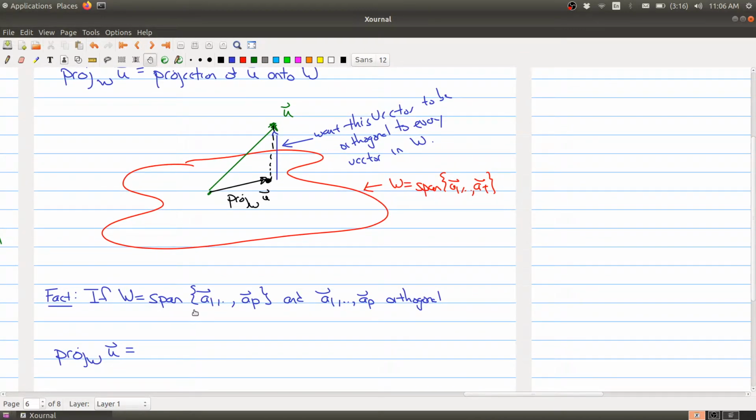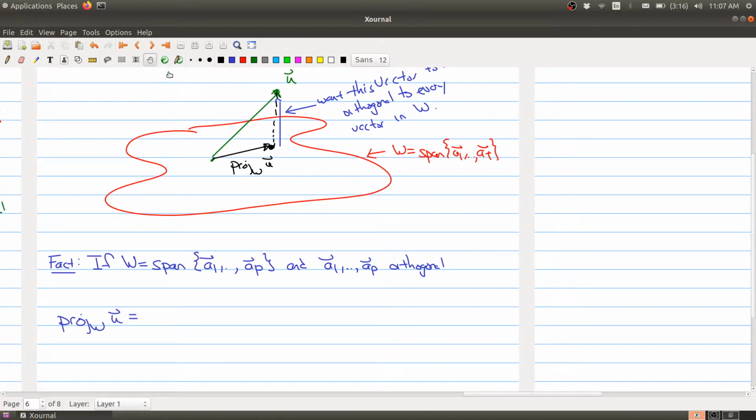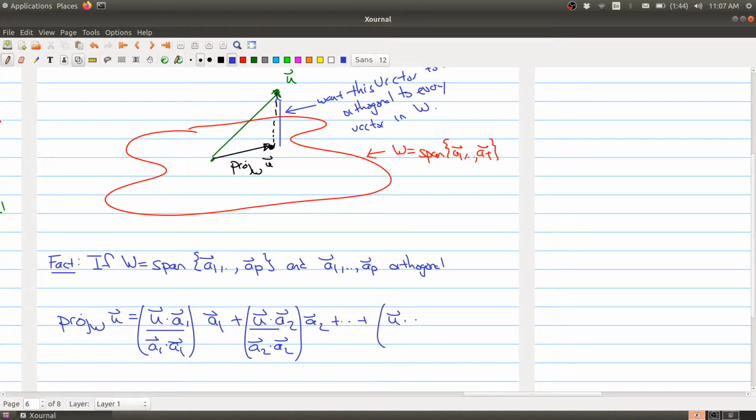Suppose that W is given by a span of P vectors, and you also know that A1 through AP are orthogonal. Then you can actually find what U projects down to. The formula is given by the following rule: U dotted with A1, divided by A1 dotted with A1, times the vector A1, plus U dotted with A2, divided by A2 dotted with itself, times the vector A2. Remember, these are all my coefficients. And we keep going, until we have U dotted with AP divided by AP dotted with itself, times AP.